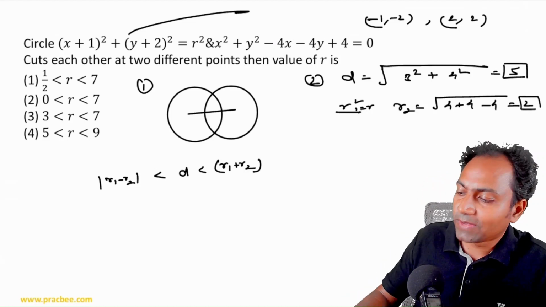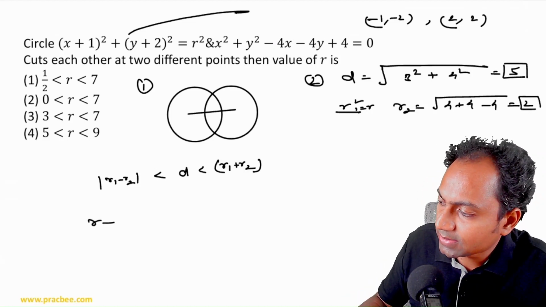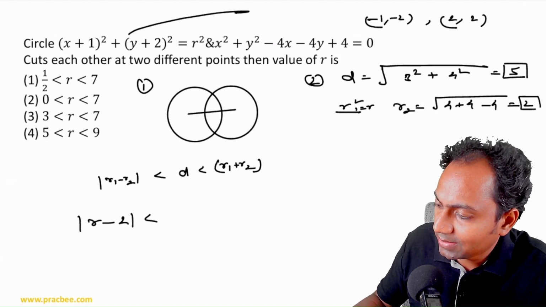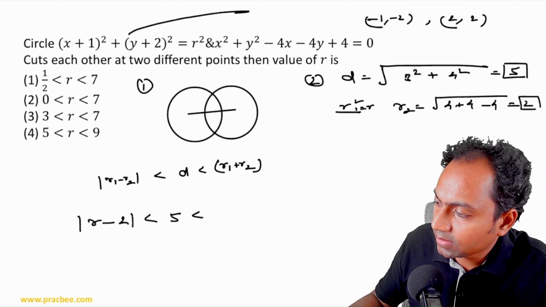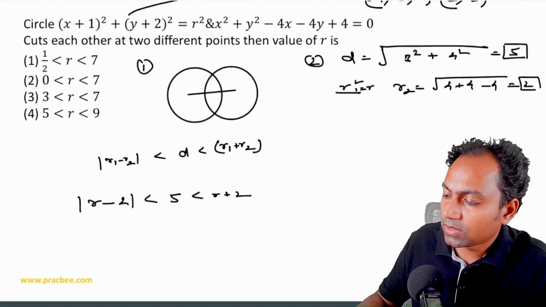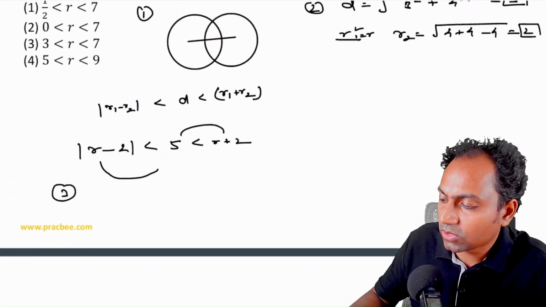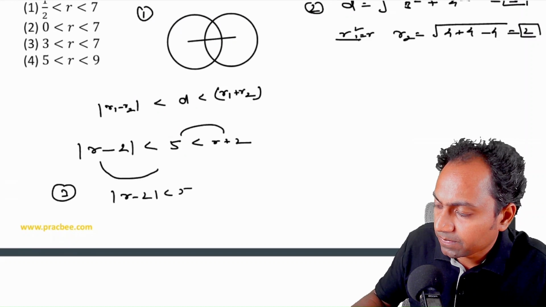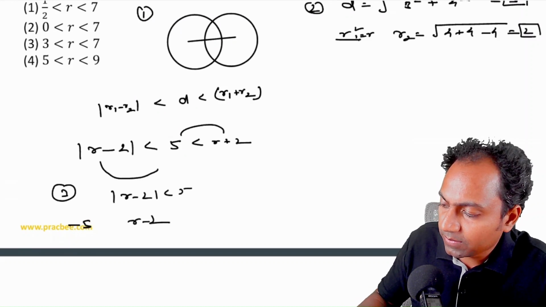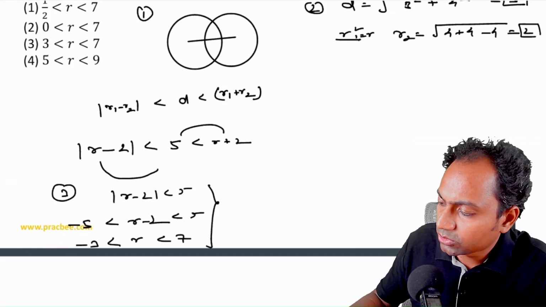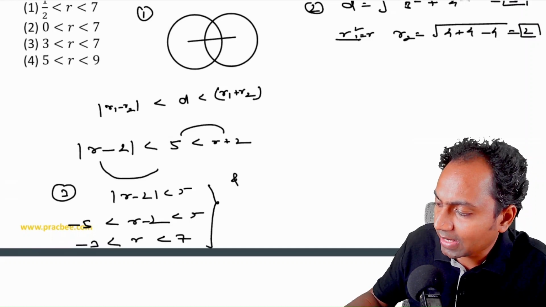If I put all of these values here, so you can see that mod of (R minus 2) will be smaller than nothing but D. D is nothing but 5. D is smaller than R plus 2. These are the conditions. So we can solve this, and then separately get the answer in the third step. So if I solve the first part, you can see the value of R minus 2 will lie between minus 5 and 5. So R will lie between minus 3 to 7. Now this is the solution of half of the question. Another condition is nothing but 5 needs to be smaller than R plus 2.